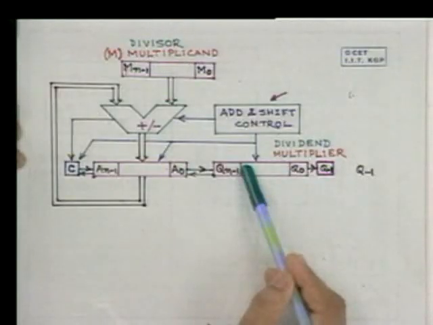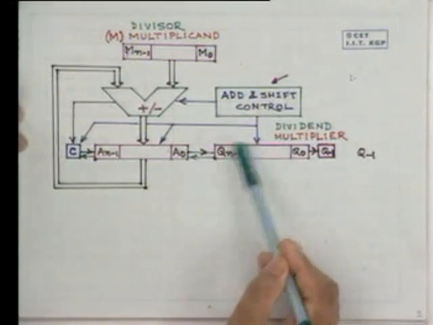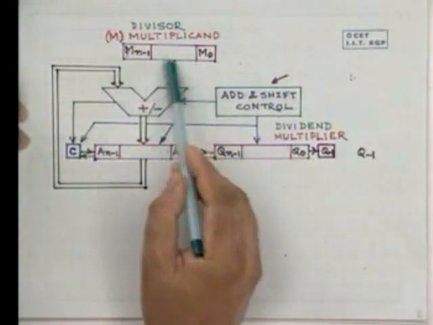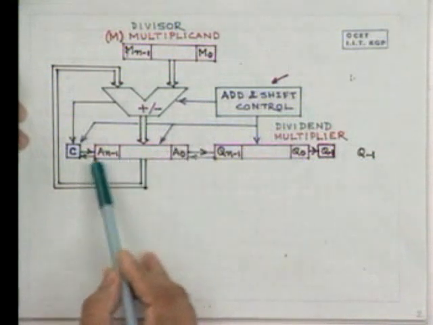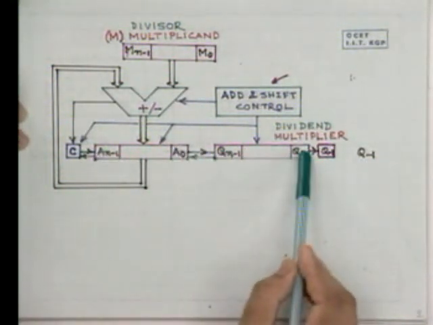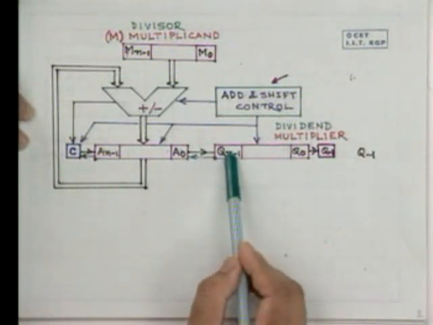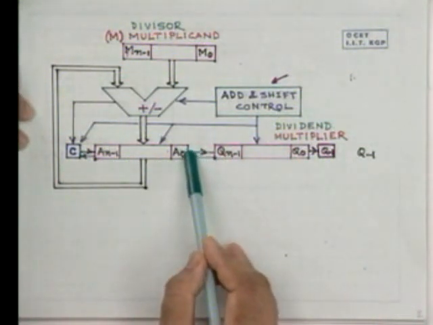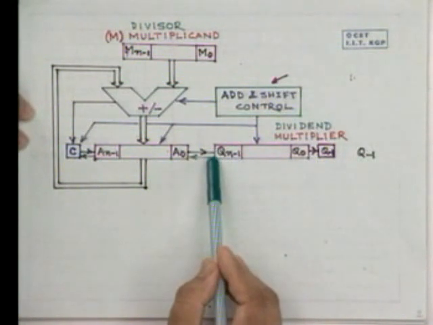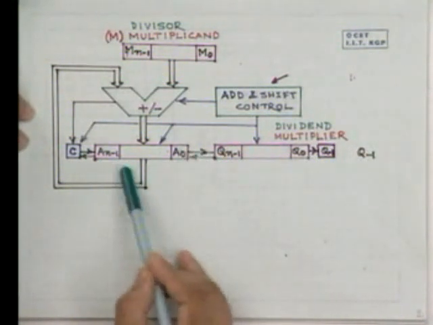Let us take an example and see how the division will be done. But first, let us see what hardware will be used. The same basic hardware that was used for multiplication will also be used for division. Here there is an M register, an A register and the Q register, which are connected. In the case of multiplication, we had been using shift right. Here we will be using shift left, the green line.